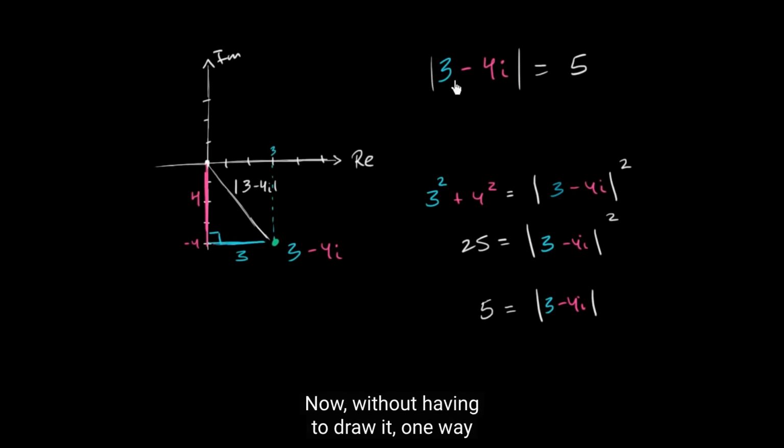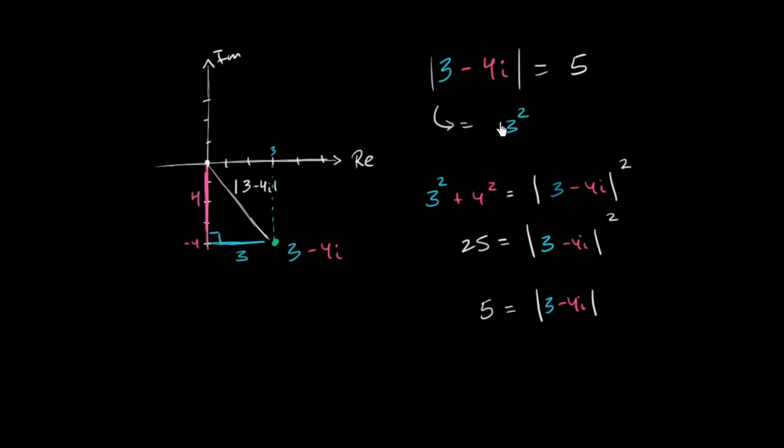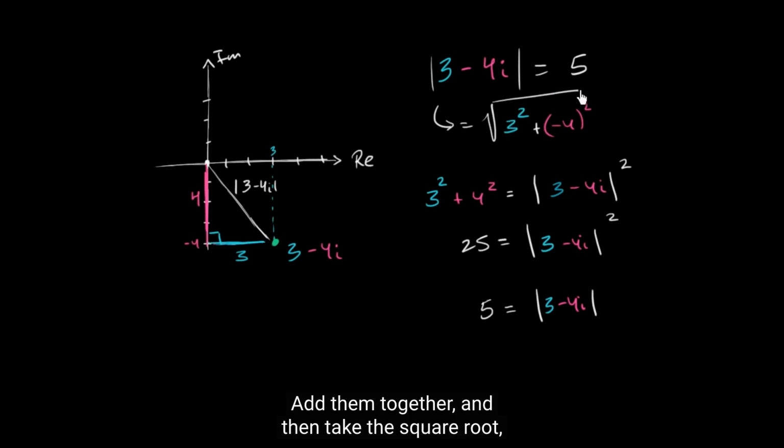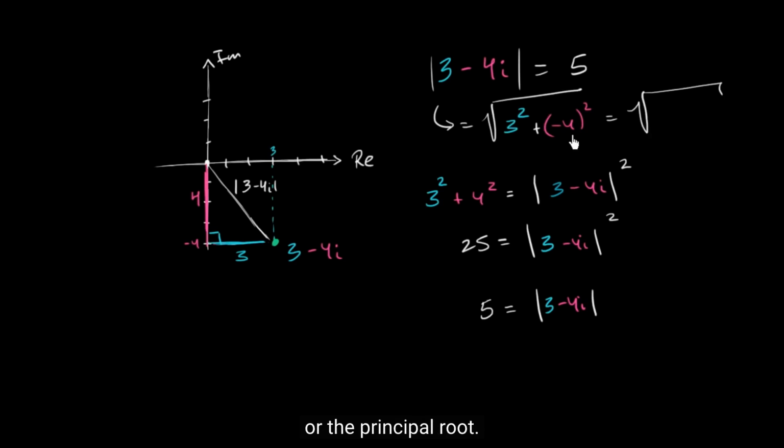Now, without having to draw it, one way you could think about this is I have my real part, I have my imaginary part. I could literally take each of those parts, square them, take the sum, and take the square root. So if you didn't want to visualize all of this, but this is really what we're doing, you could say this is going to be equal to the real part squared plus the imaginary part squared, add them together, and then take the principal root, which is just the positive square root. So that's going to be the square root of 9 plus 16, which once again is equal to 5.